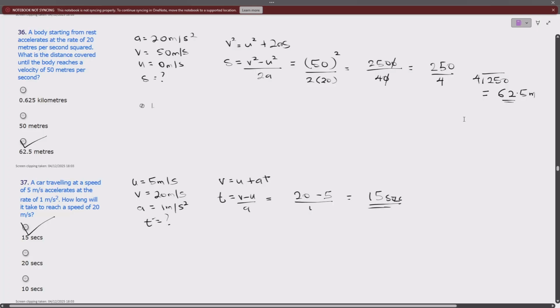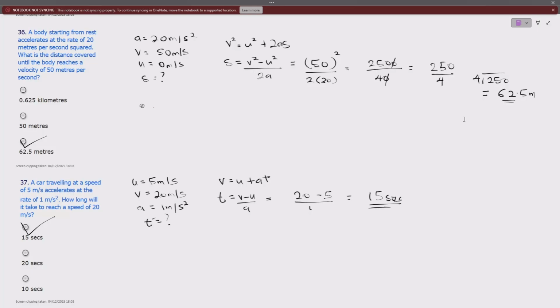Alright, so when you look at 36, it says a body starting from rest accelerates at the rate of 20 meters per second squared. What is the distance covered until the body reaches a velocity of 50 meters per second? So all the parameters have been given. We have acceleration 20 meters per second squared, velocity 50 meters per second. Because it starts from rest, you have 0 meters per second, and the distance is not given.